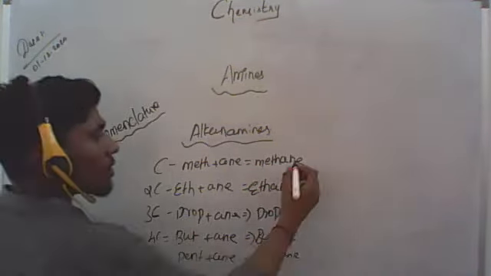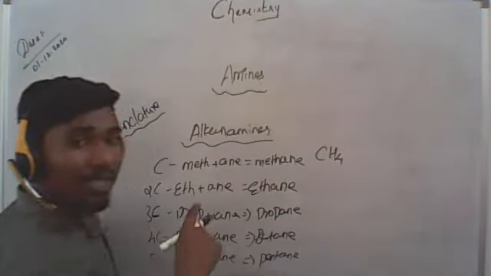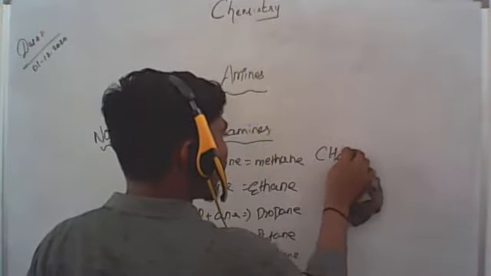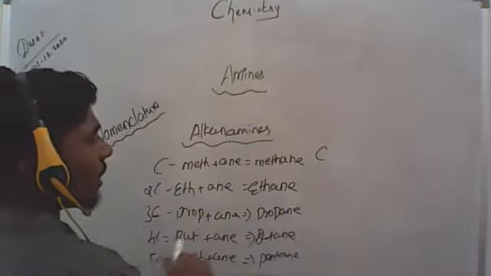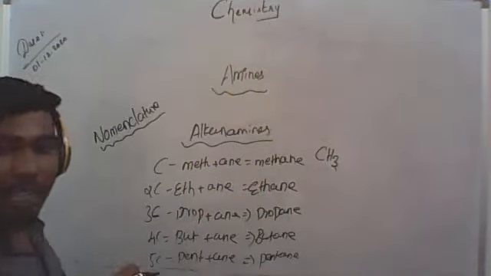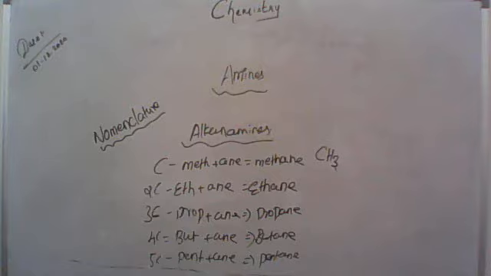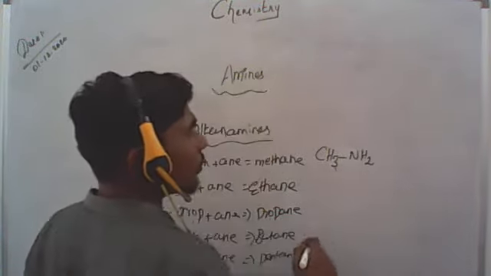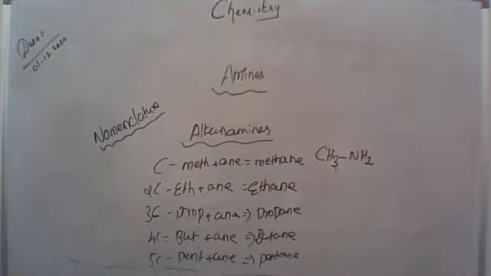So methane, its molecular formula is CH4. Now, we are going to replace one of the hydrogens. Okay, so it's a CH3. CH3 is called a methyl group in general. Okay, methyl group, and it's going to add to the amine NH2. Okay, so it is a primary amine.